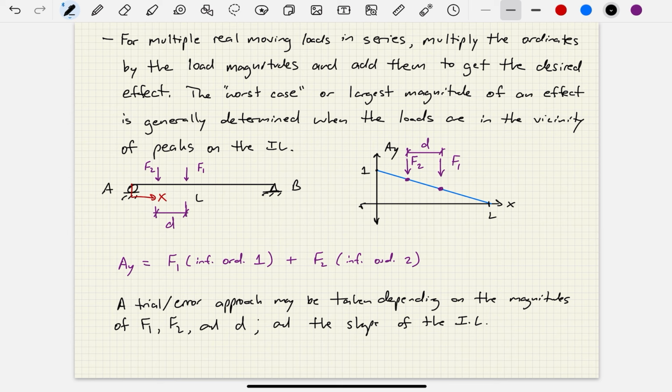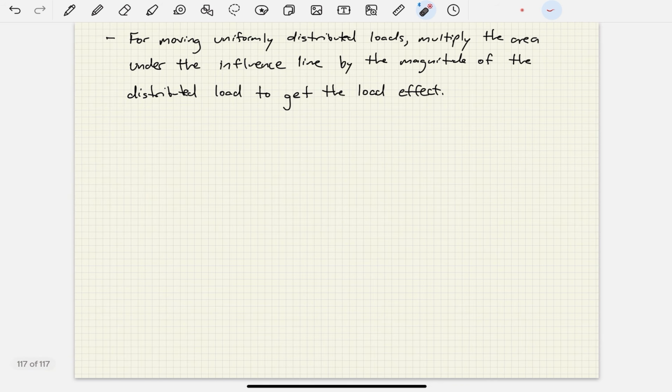You might also have to do a little bit of math, a little bit of algebra to get what these influence ordinates are. All right, and then the third situation here is, what if you have a moving, uniformly distributed load? Well, in that case, what you do is you multiply the area under the influence line by the magnitude of the distributed load to get the particular effect.